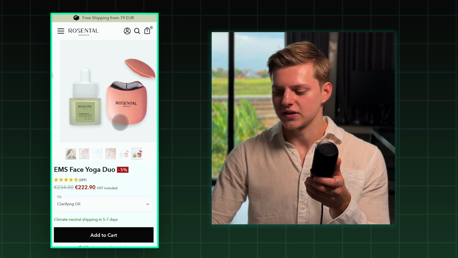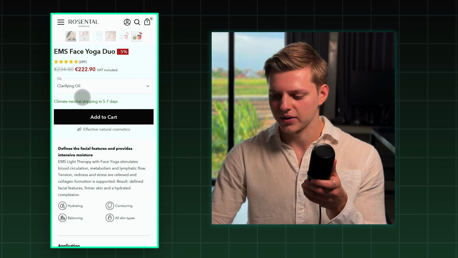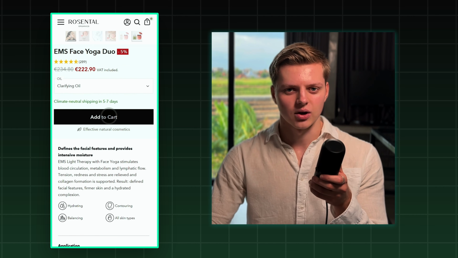I will now jump into an example of a store which does a terrible job at this, and then a company which does an exceptional job at displaying the guarantee and delivery information clear as day, so that you can see the difference and see what you have to avoid destroying your conversion rate. The company which does a terrible job at this is again Rosenthal. Here you see they have the shipping information, climate neutral shipping in 5 to 7 days. And then they have no information about any guarantee.